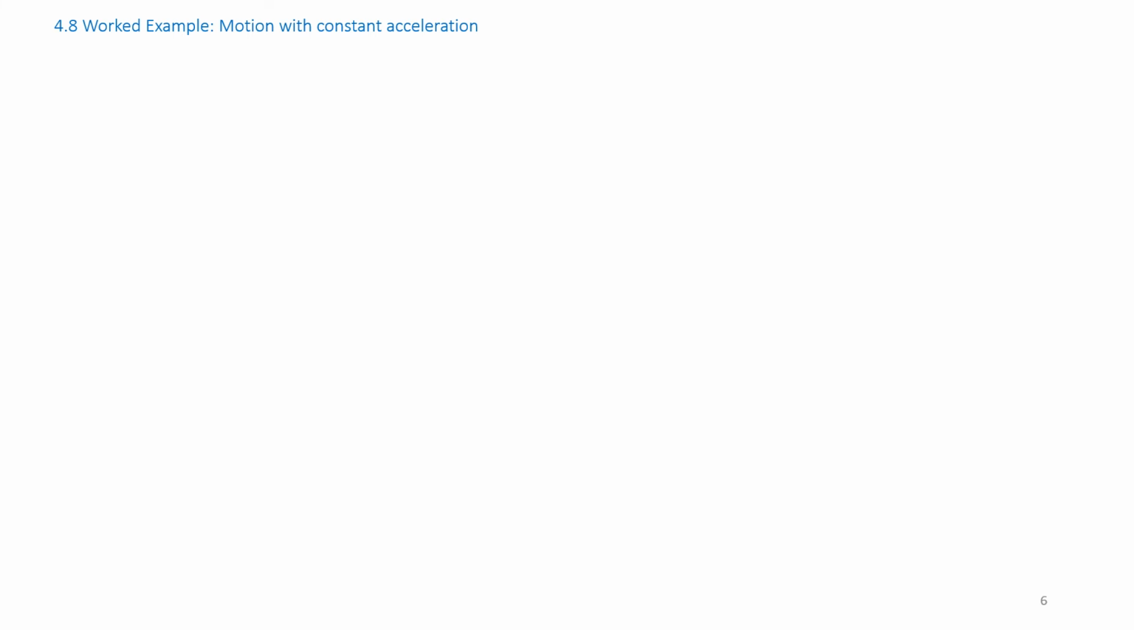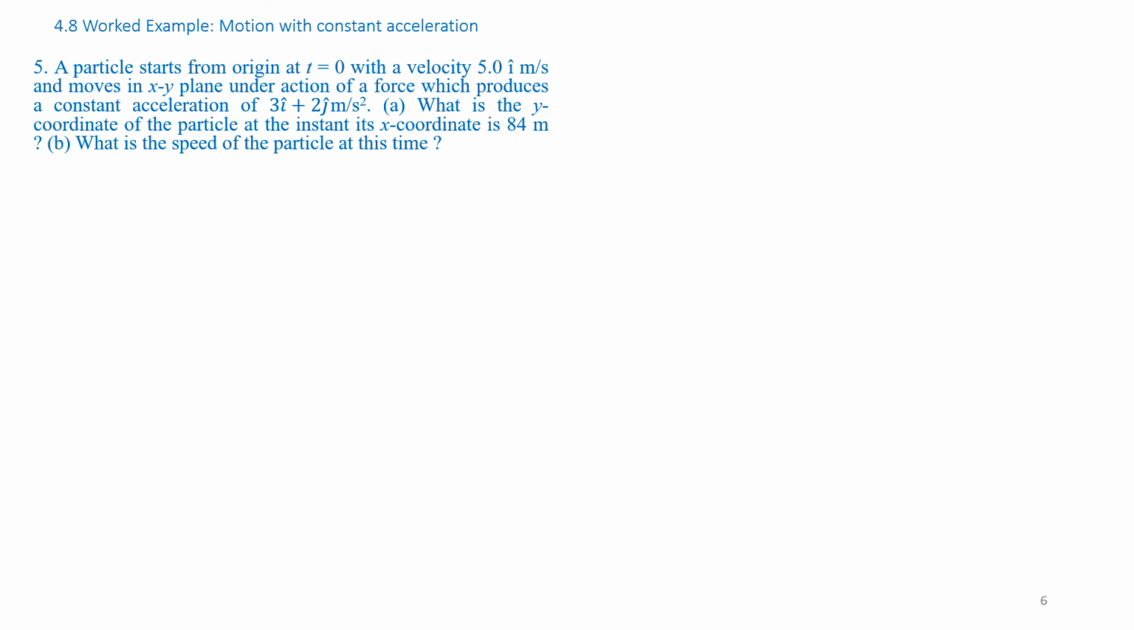Motion with constant acceleration. We will solve a worked example on this. A particle starts from origin at t equal to 0 with a velocity of 5 meters per second and moves in xy plane under the action of a force which produces a constant acceleration of 3i plus 2j meters per second square. Part A. What is the y coordinate of the particle at the instant its x coordinate is 84 meters? Part B is what is the speed of particle at this time?